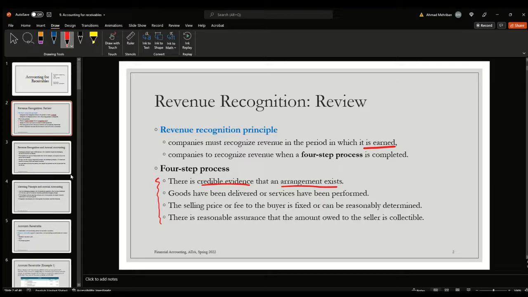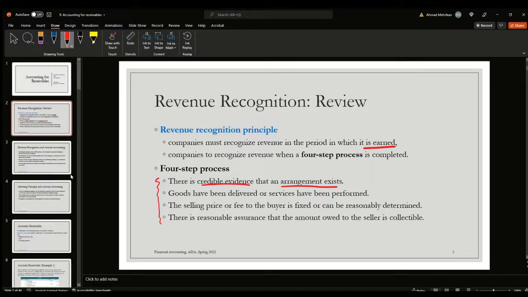The arrangement could exist in the form of, for example, a signed contract. If we sign a contract, that arrangement exists, and there is credible evidence of that arrangement. Then we have the invoice, maybe a purchase order and so on. So there's some kind of document that serves as proof of the arrangement in place.